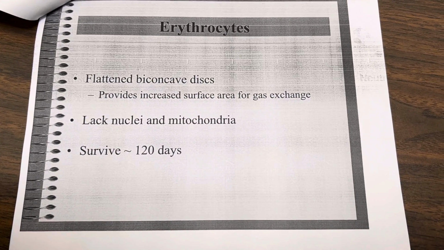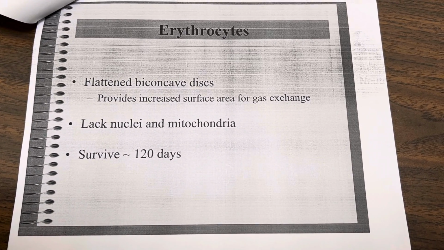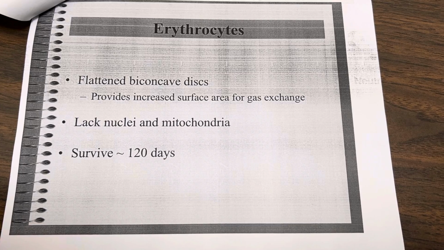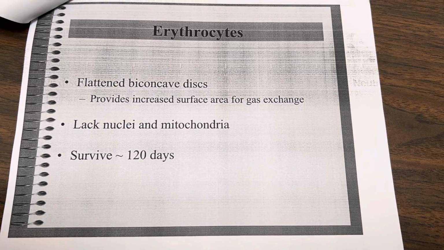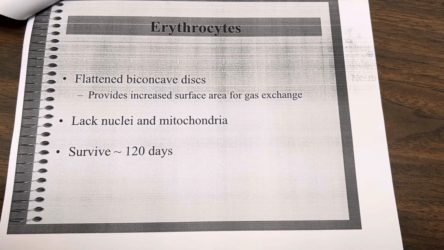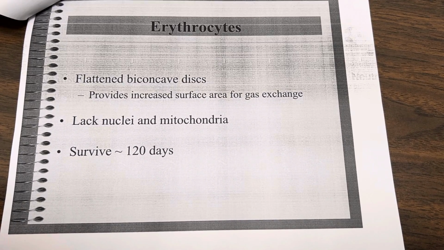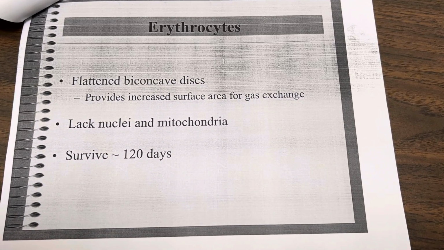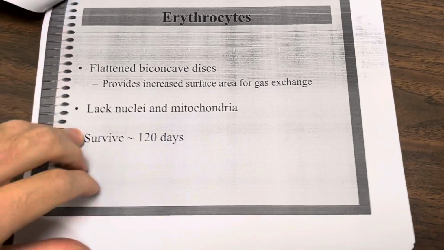Flattened erythrocytes are the red blood cells. The flattened biconcave disc provides increased surface area for gas exchange. Erythrocytes lack nuclei and mitochondria, and can survive 120 days.